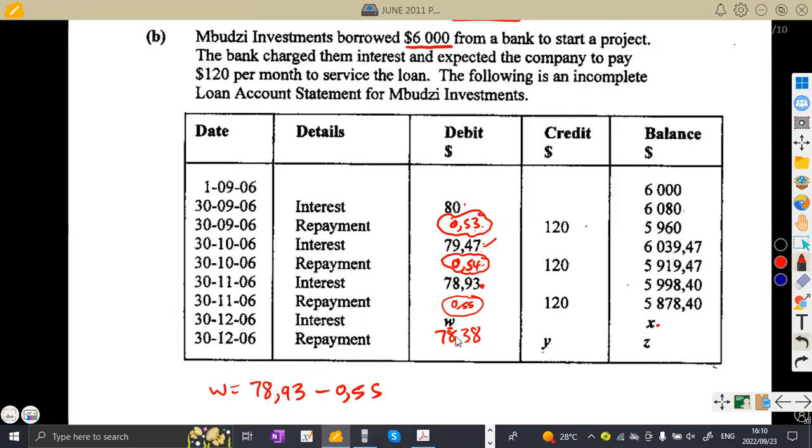Okay, X. So how do you find X from W? Remember, a debit you add. So you're going to add this W here to this previous amount that we have here. We are going to add W to get X. So X is going to be that amount of 5,878,40 plus W, which is 78,38. You add a debit. Okay, so you're going to add there. So if we add, it's going to be what? Okay, let's just add, guys.